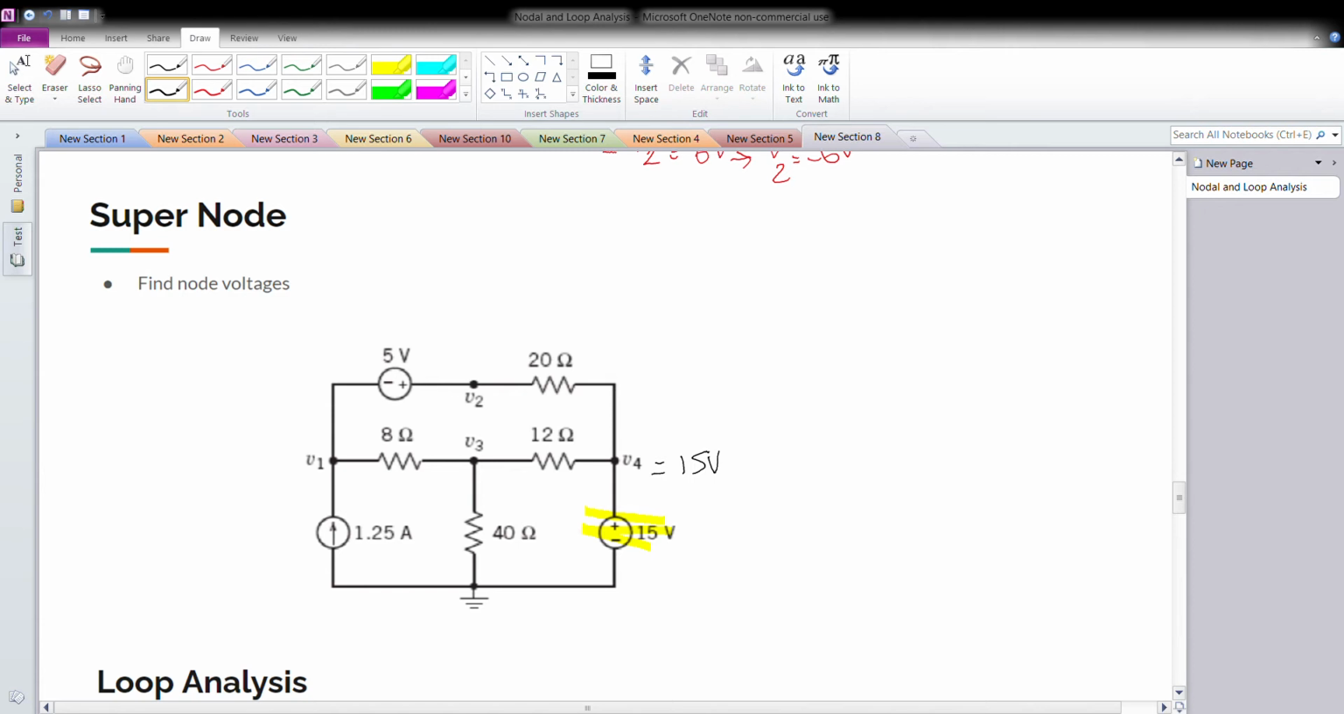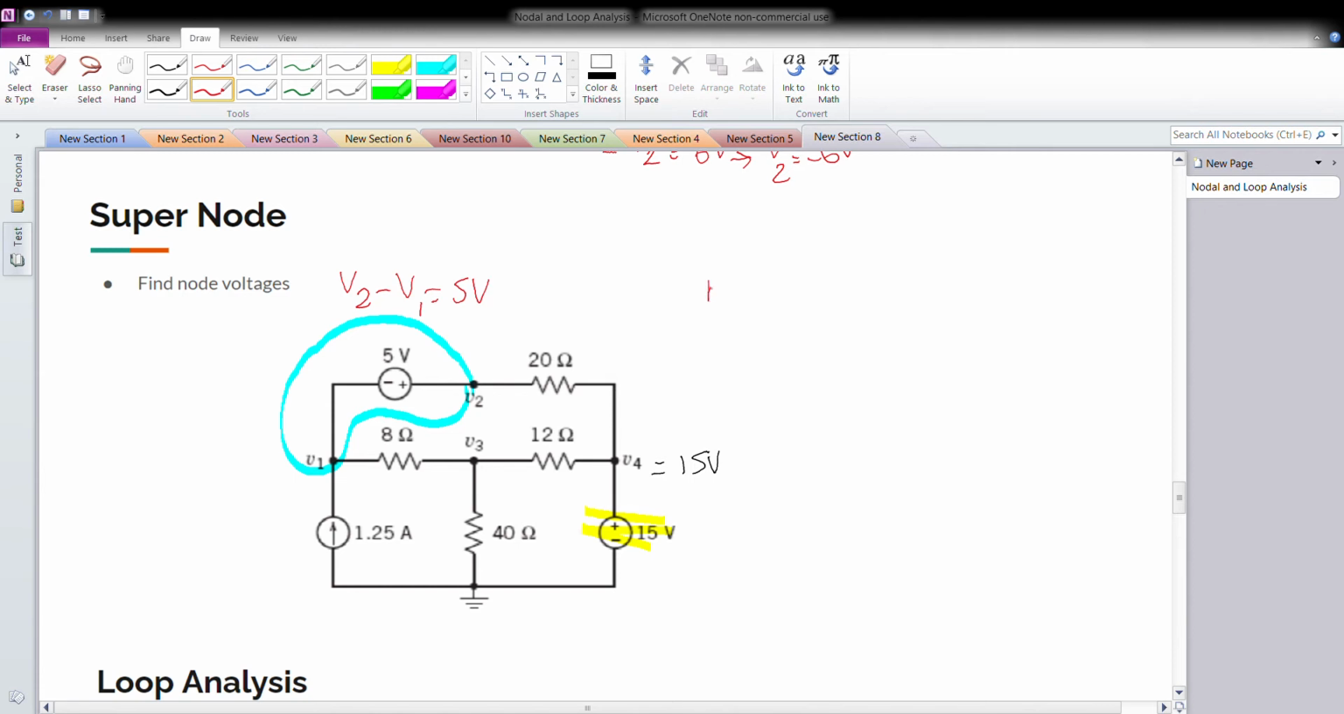Another thing I see is that V1 and V2 have a voltage source in between them. So I'm going to treat this whole thing as a supernode, but I'm still going to write the difference equation between those two. My higher side, which is in this case V2, minus our lower side, which is V1, is going to be equal to 5 volts. Now let's go ahead and write our KCLs. Because I'm treating V1 and V2 as one supernode, I'm going to have one equation at my supernode and then one equation at my V3.